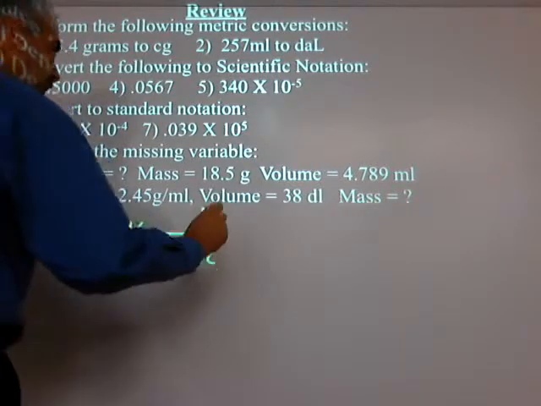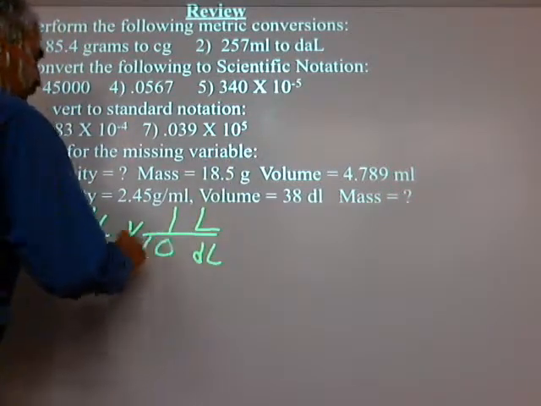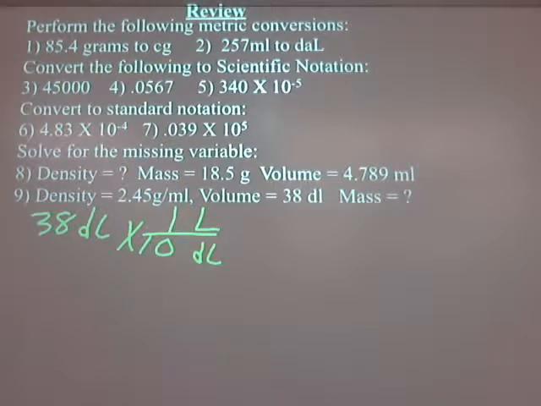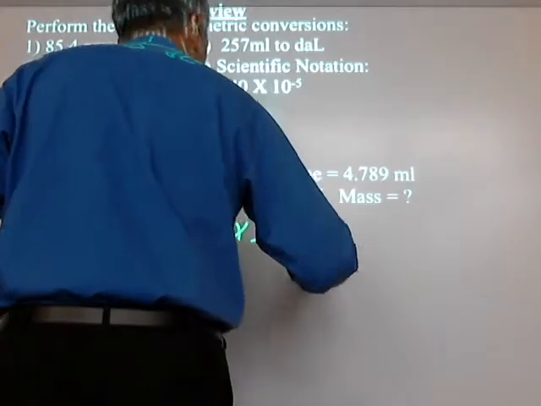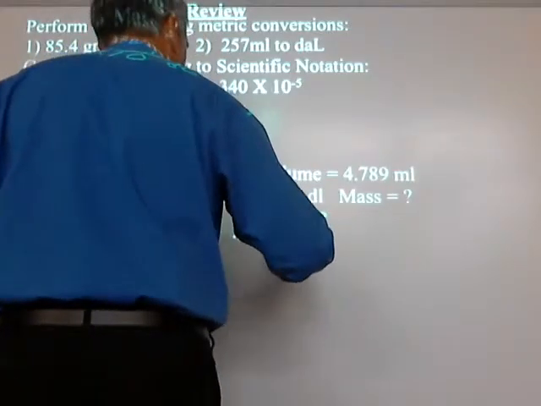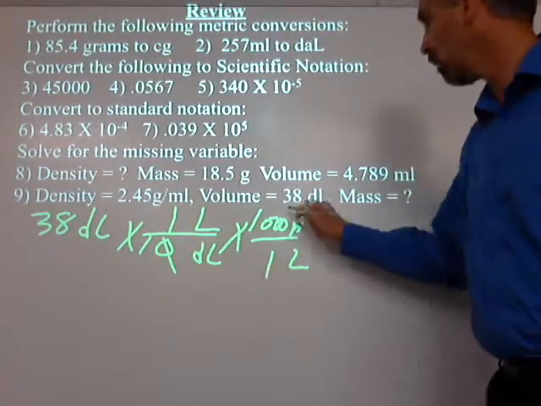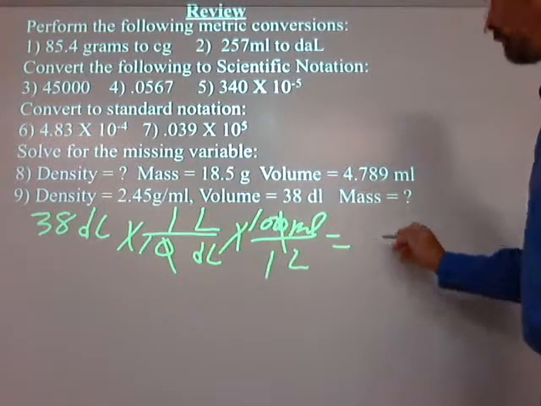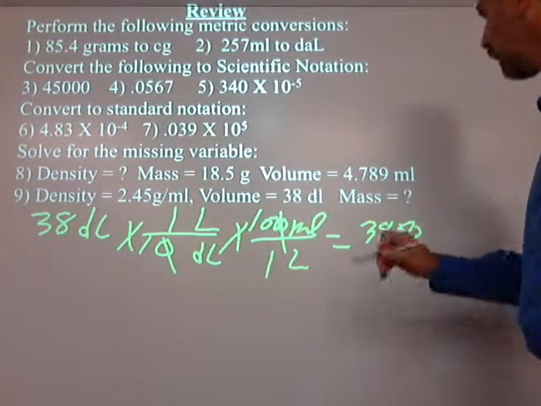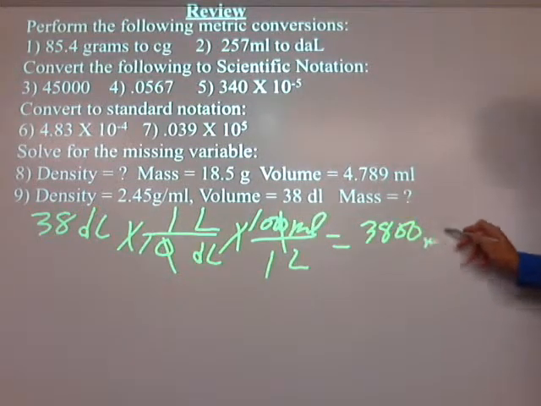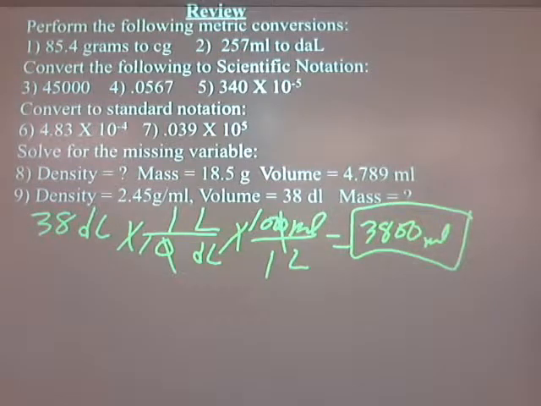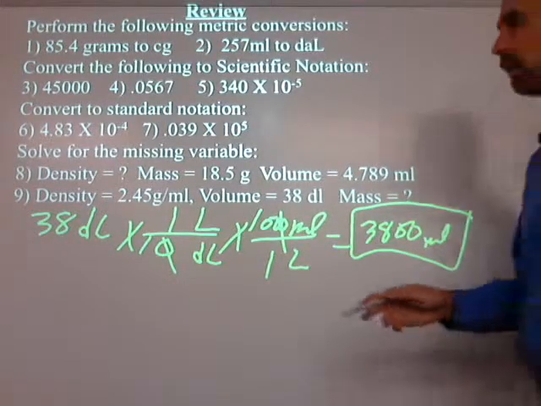Deciliters on the bottom, liters on the top. 1 liter contains 10 deciliters. Then, liters on the bottom, milliliters on the top. 1 liter contains 1,000 milliliters. Right? You could cancel that 0 with that 0. I've got 2 spaces. I'm making them bigger by 2, so 3,800 milliliters is what you should have used as your volume. I'll bet a lot of people forgot to do that.